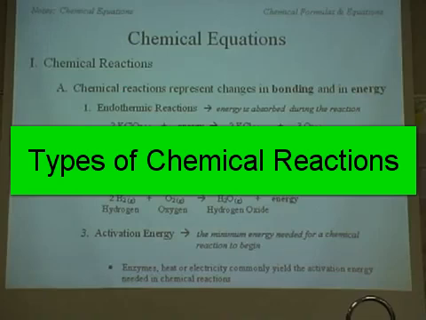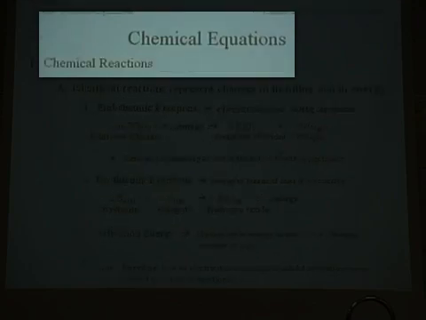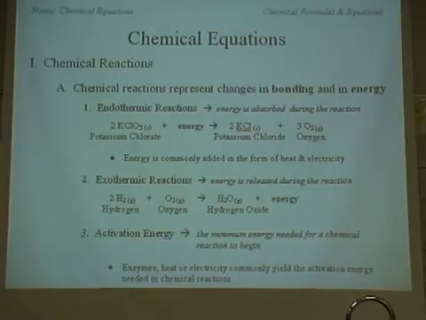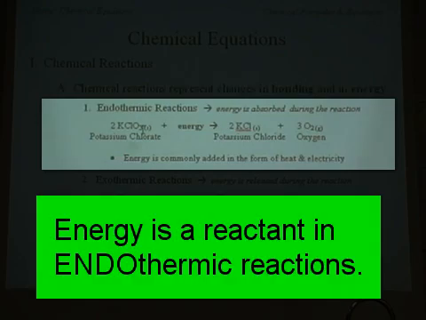Now we come to actual chemical reactions, which would be represented by chemical equations. There are general reactions which we've talked about in the past. You have your endothermic reactions, which means they require energy. Notice that energy here is in this equation on the left side of the arrow. It means it's a reactant. You need energy to get this reaction to go.